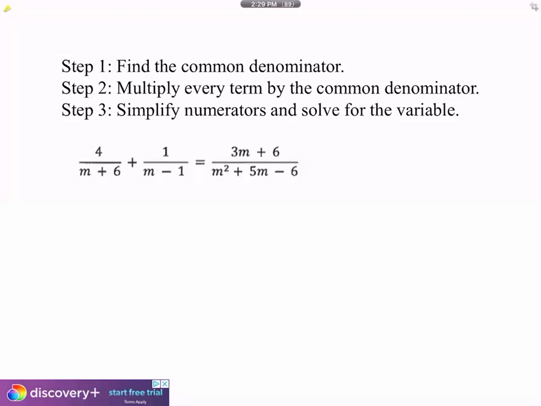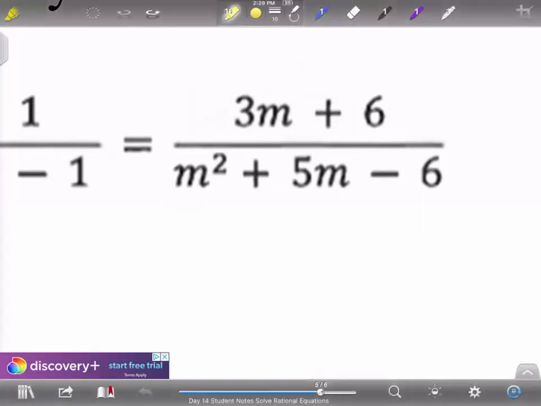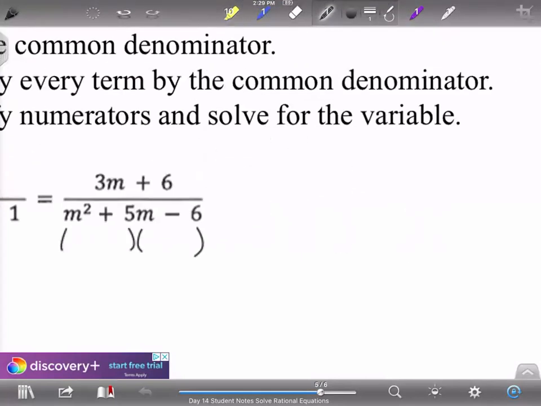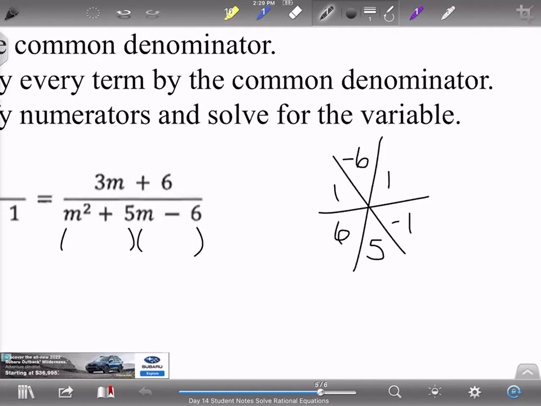So for our first step, we want to take the quadratic that's in the denominator over here, and we want to factor to find the two factors. So again, likely you would put that into your asterisk to find two numbers that multiply to give you -6, but add to give you +5. So 6 and -1 are your two numbers. These two factors are not going to reduce.